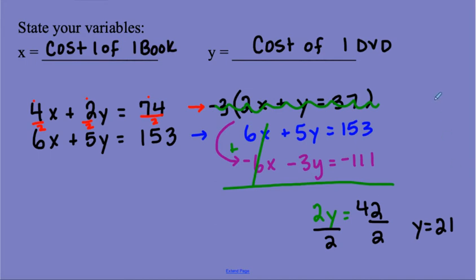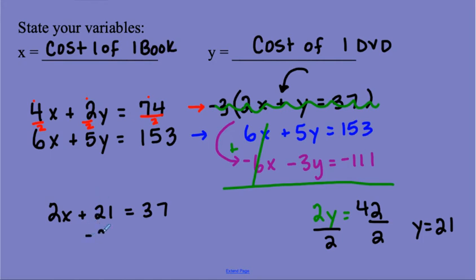All right, but now I've got to find my x. So I'm going to plug it in, and I'm actually going to plug it into that equation because it's a little bit easier: 2x plus y equals 37. So 2x plus 21. I'm going to substitute 21 in for y to give me an easier equation to work with.